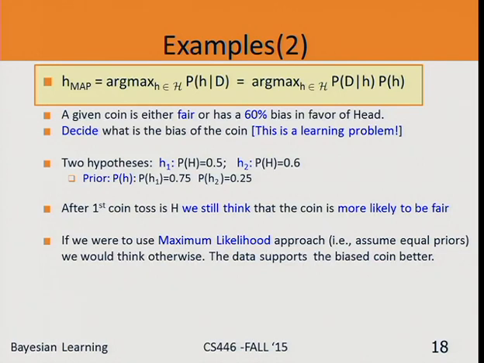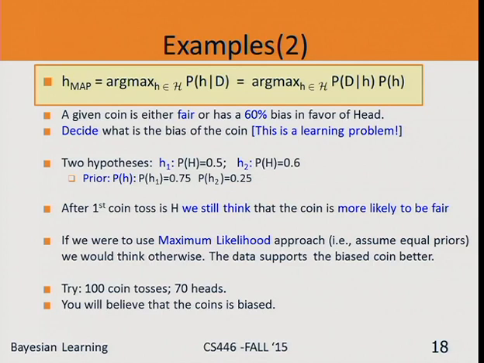In this case, if I toss a head, which I did the first time, I'm going to assume now, or my learning is going to result in thinking that it's the biased coin. After a head, if I'm doing the maximum likelihood, it's probably the biased one. Because I got a head and it's biased toward heads, that's probably the right one.